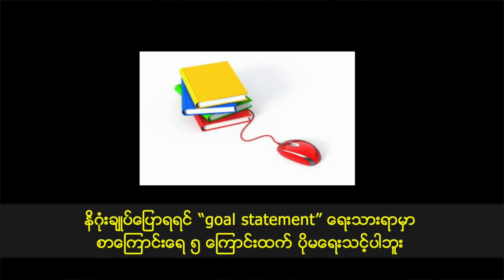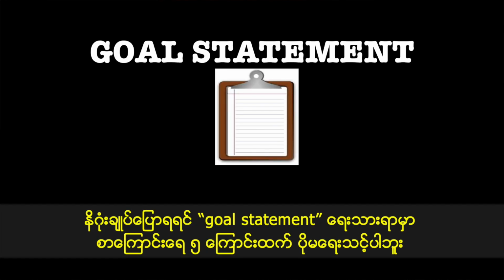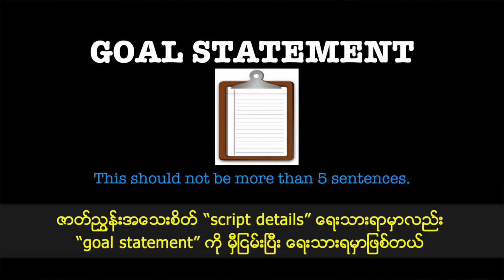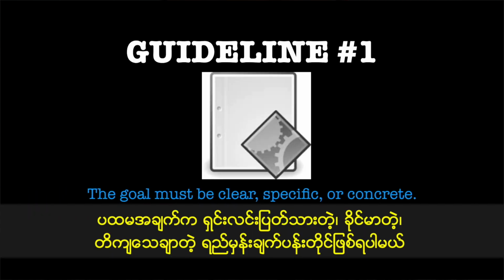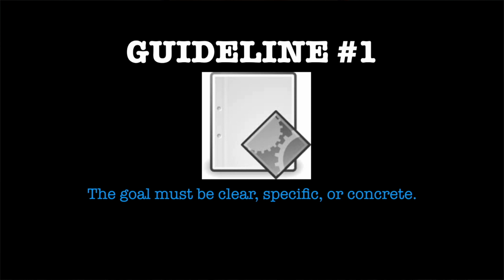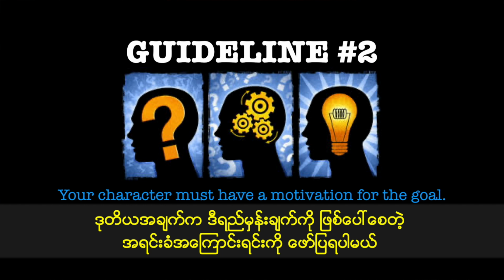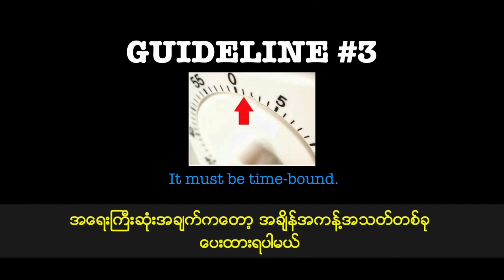In summary, your character's goal statement should not be more than 5 sentences. You have to refer to it as you develop your script details. First, it has to be clear, concrete, or specific. Second, it must indicate your character's motivation. And most importantly, the time element must be provided.